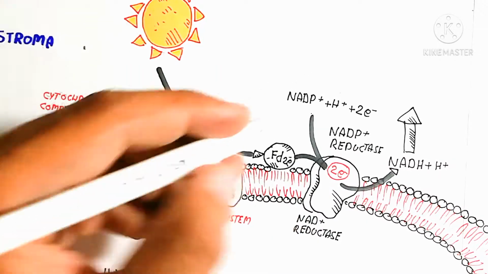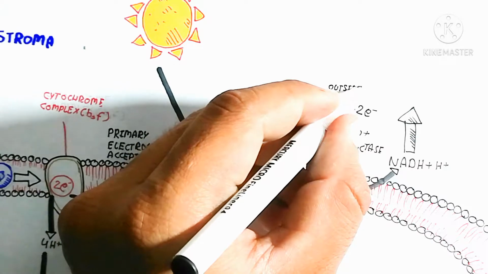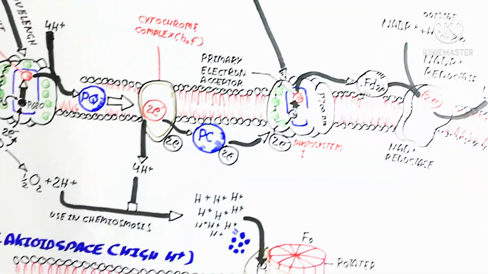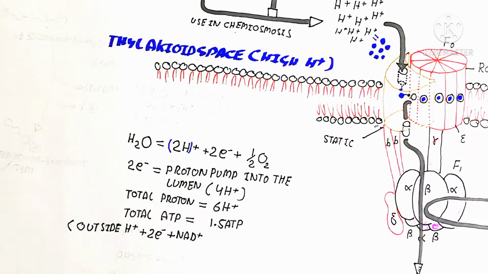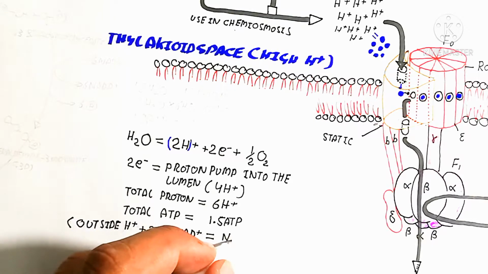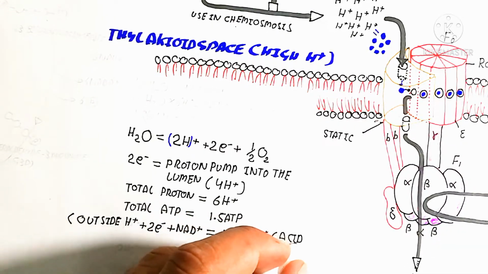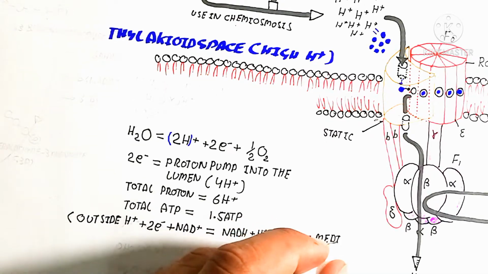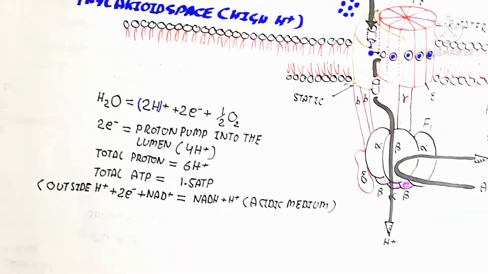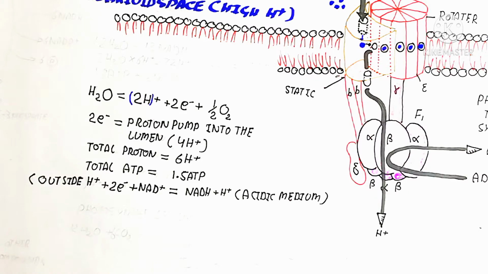Okay, so here for NADPH, 1 proton comes from the outside, so we are not including it, while we can include the 2 electrons. So the outside proton and 2 electrons are used to produce NADPH, and an acidic medium will be caused due to the protons.